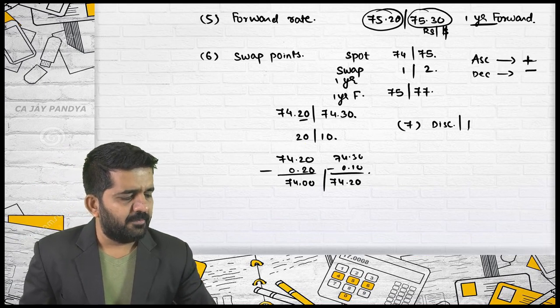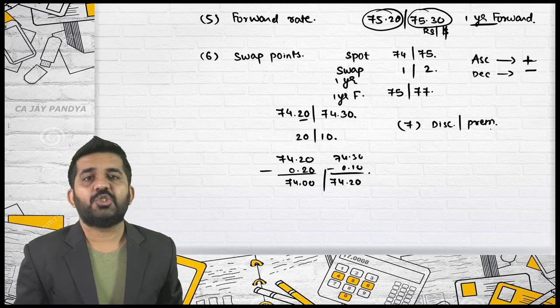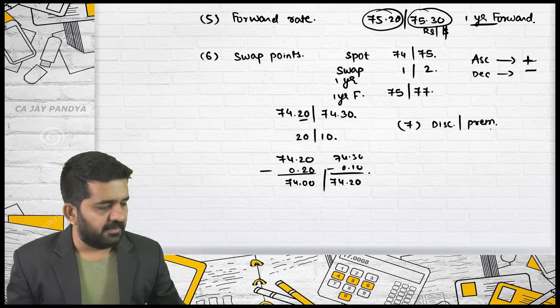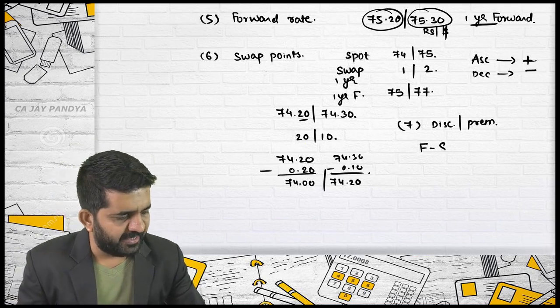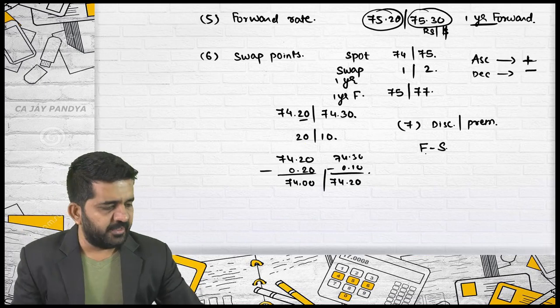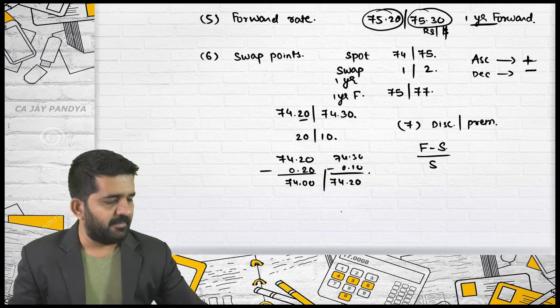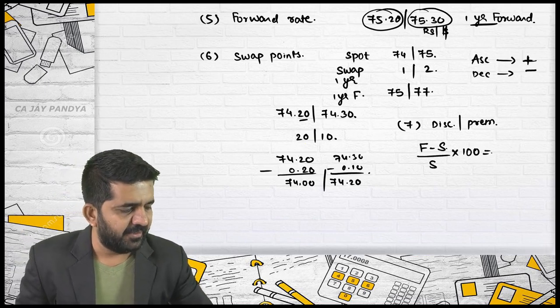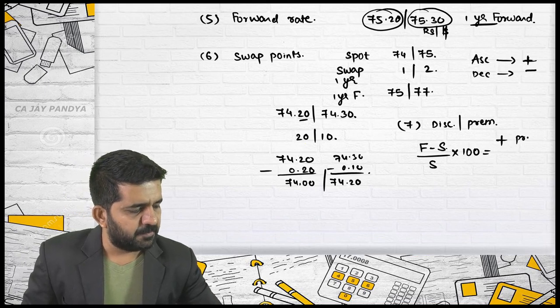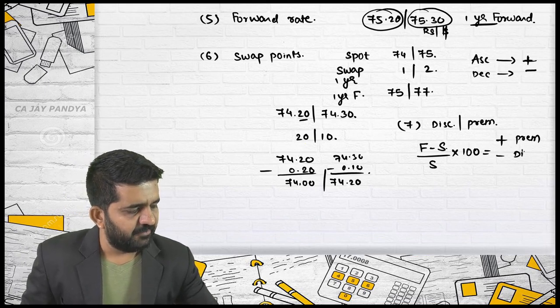Whether in the forward market the currency is quoted at a discount or premium. Please concentrate: forward minus spot, this is the difference, divided by spot, which is the base rate, multiplied by 100. If it is positive, it is a premium. If it is negative, it is a discount.